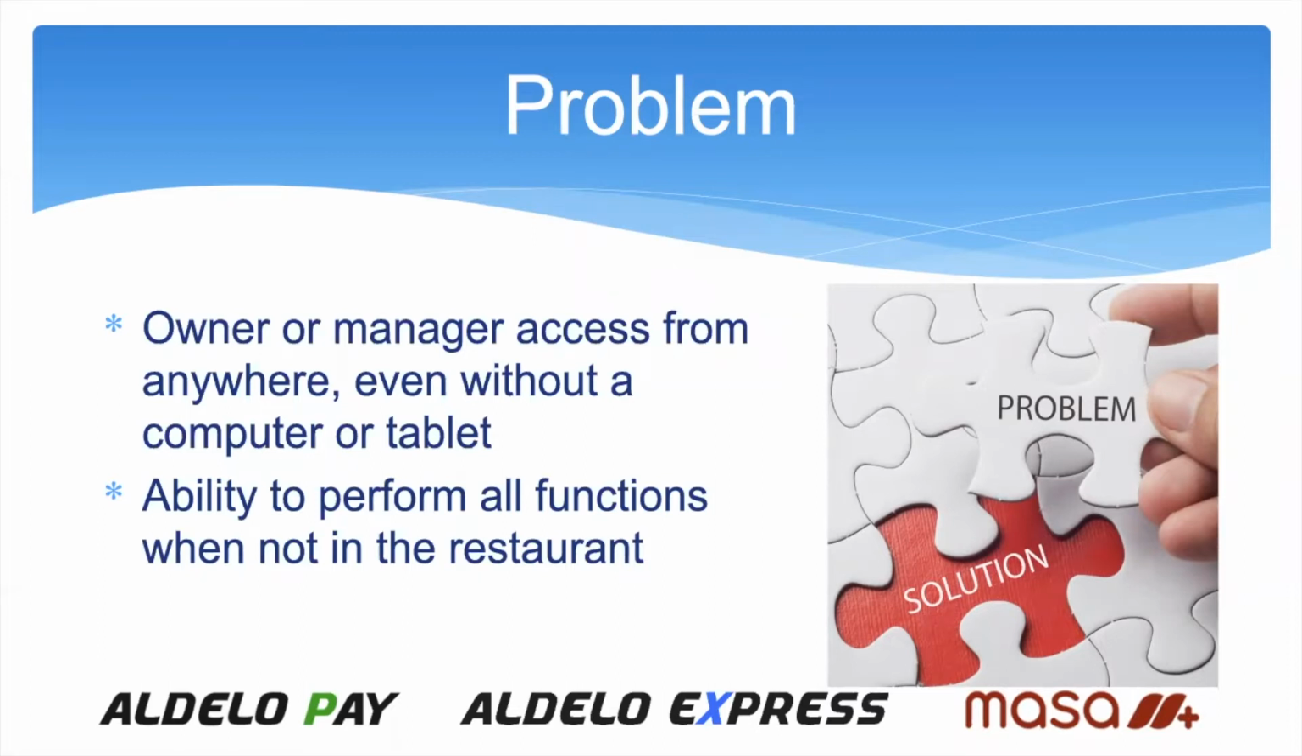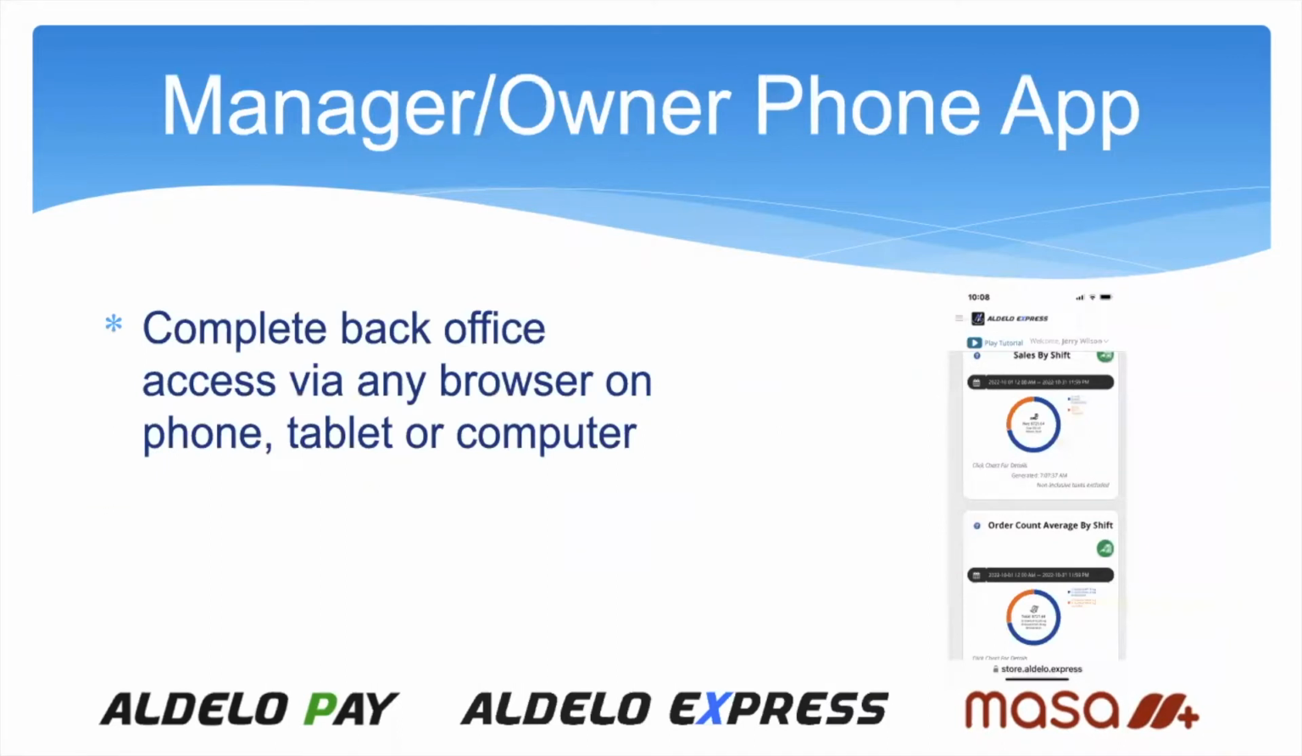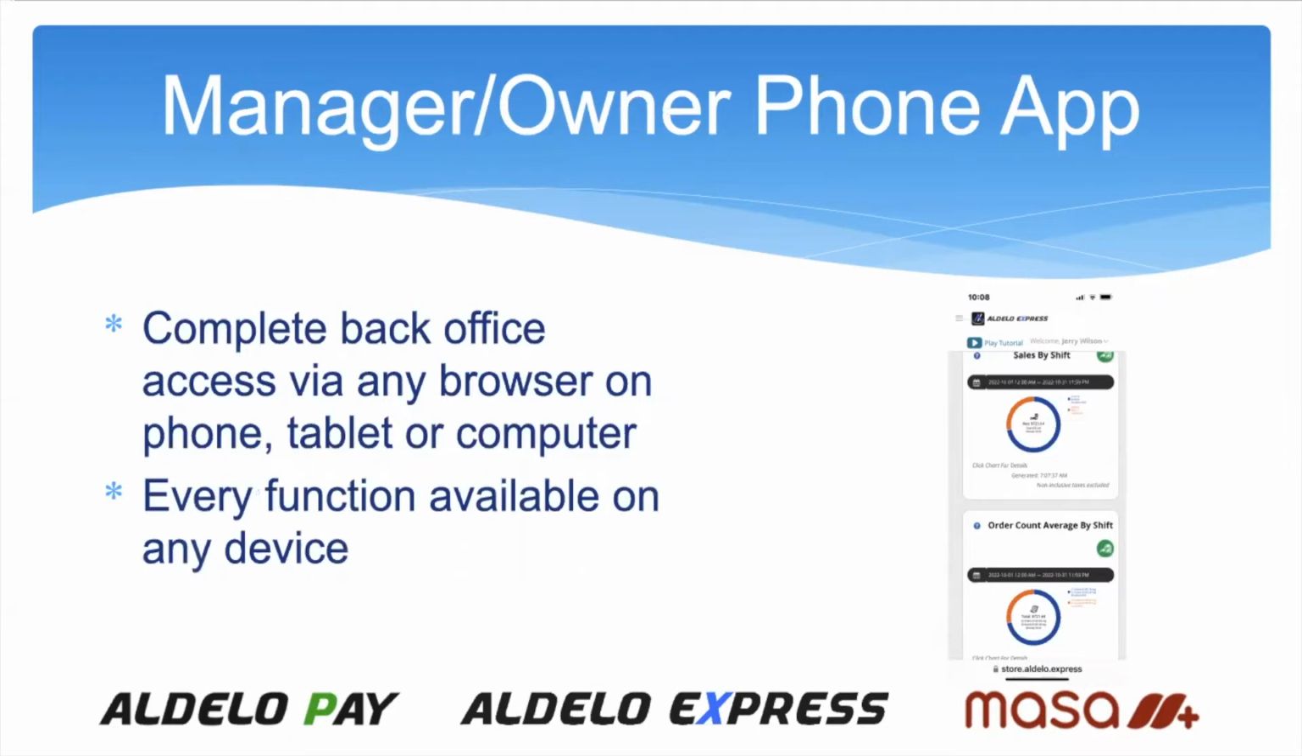The solution is simple. They're going to want a manager or owner phone app, right? Well, this is a picture of the solution on my own phone. You get the complete back office via any browser for your phone, tablet, or computer. So whatever device they have with them, wherever they are, if they can get an internet connection, get on the browser, on the network, on the internet, then they can definitely log into their back office and have every function available to them. Everything, 100% is available through the phone, if you will.